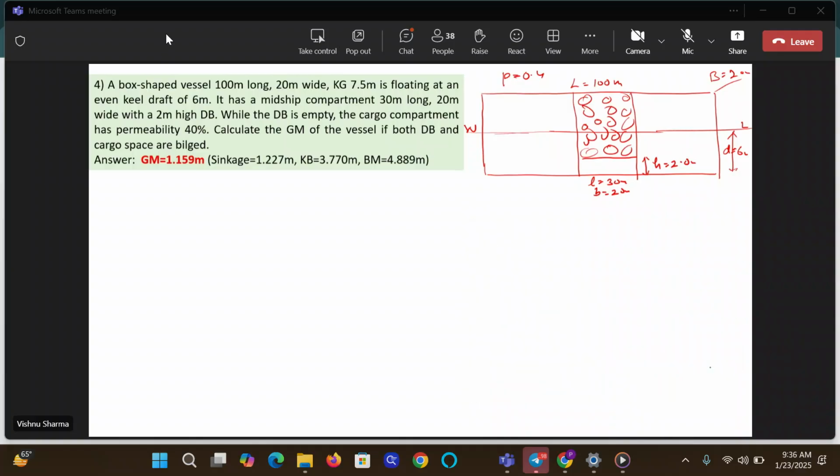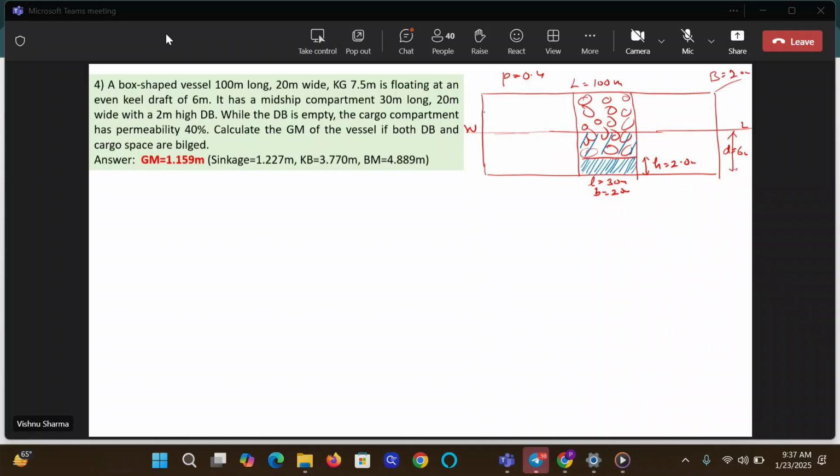Then the next is to shade the lost buoyancy. The entire buoyancy out here would be lost where permeability is 100%, and partially it will also be lost here. Okay, so I have increased whatever I have done. In the DB, I have kept the lines closer just for my own reference, not that it is a standard IMO process. In the cargo space, I have marked them at a distance so that I know. And of course, I've shown the cargo with the dots.